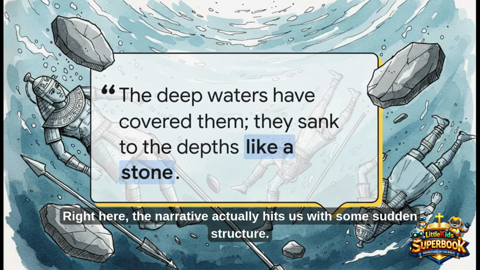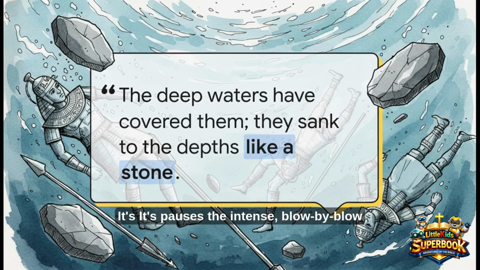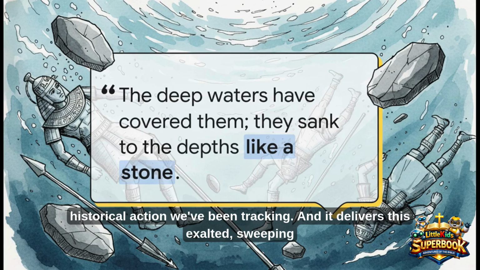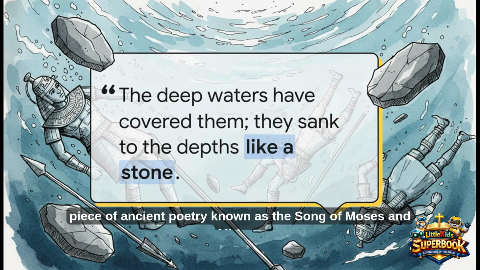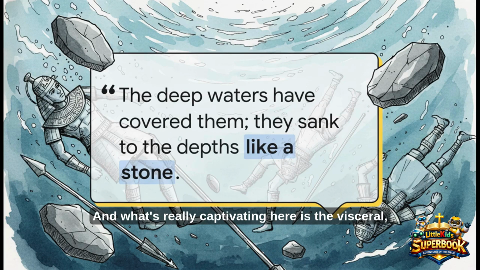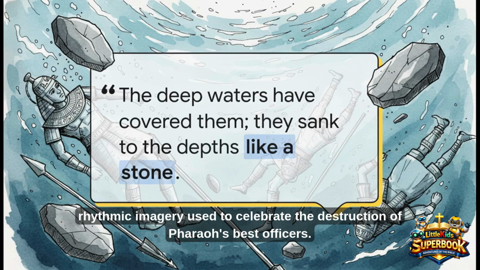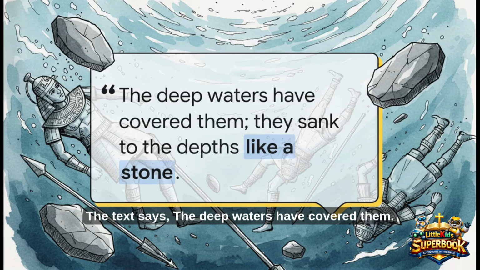Right here, the narrative actually hits us with some sudden structural whiplash. It completely pauses the intense, blow-by-blow historical action we've been tracking, and it delivers this exalted, sweeping piece of ancient poetry known as the Song of Moses and Miriam. And what's really captivating here is the visceral, rhythmic imagery used to celebrate the destruction of Pharaoh's best officers. The text says, "The deep waters have covered them. They sank to the depths like a stone." The poetry focuses heavily on gravity, right? On the weight of the water and the inescapable sinking of an empire's massive pride.